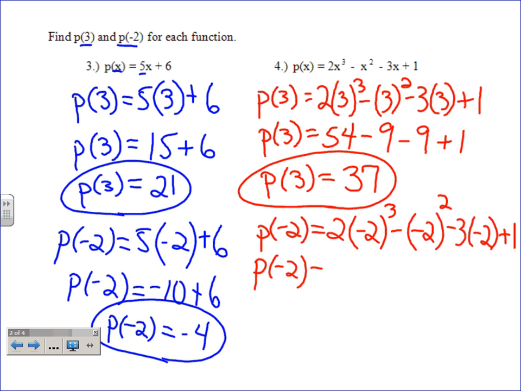So let's talk about it. Same thing with this first term. I should take negative 2 and take it to the third power. But if you take a negative to the third power, does that end up negative or positive?